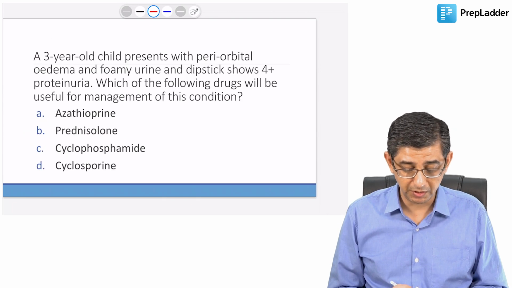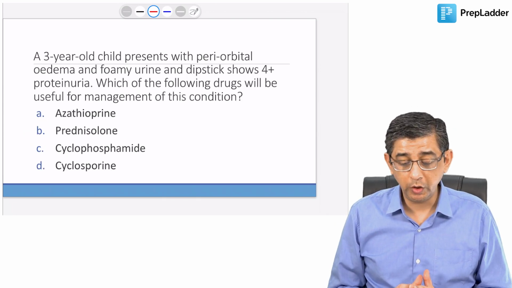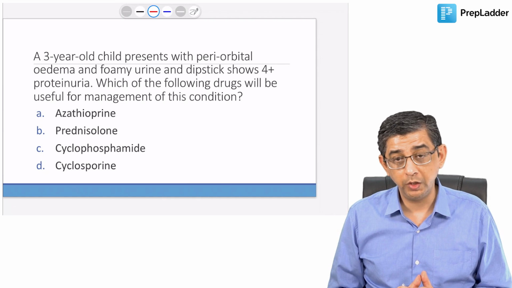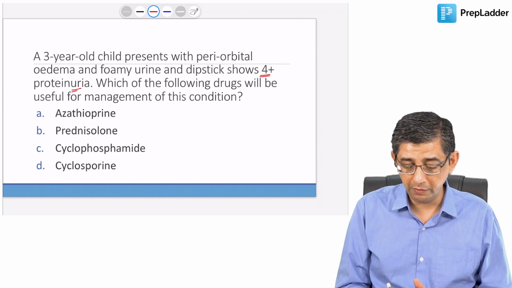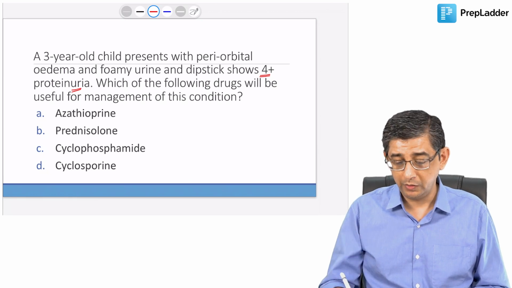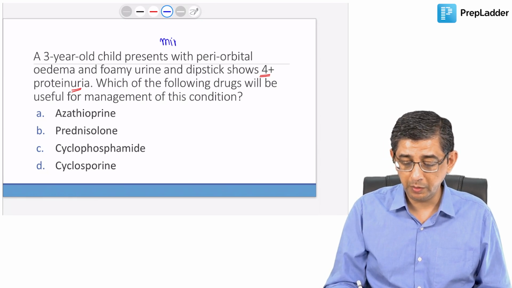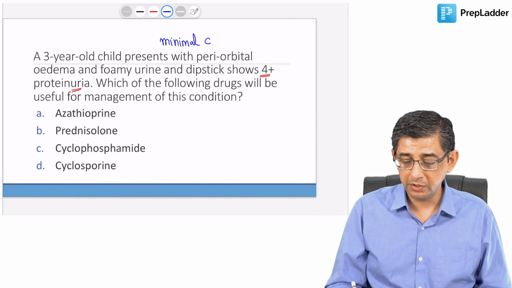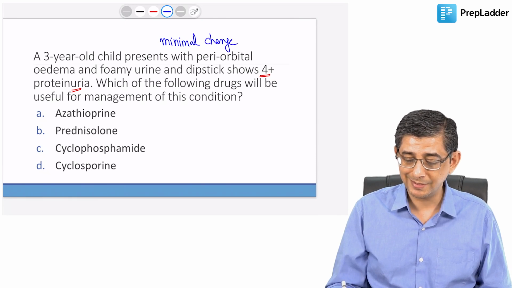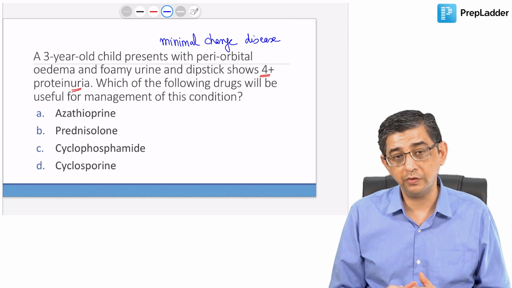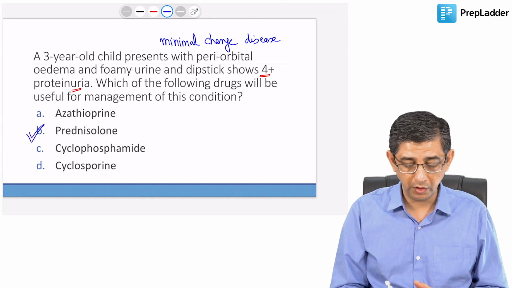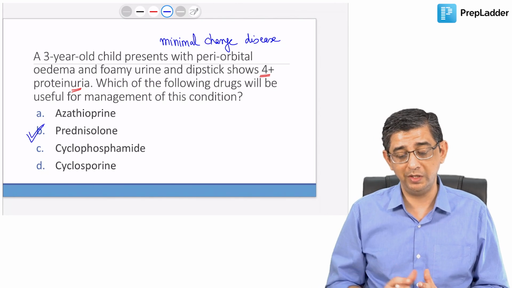A 3-year-old child presents with periorbital edema, foamy urine, and dipstick showing 4 plus proteinuria. The moment you read about a child with 4 plus proteinuria, you know that the diagnosis of this kid is minimal change disease. Minimal change disease is also called steroid responsive proteinuria. The drug of choice for this condition is prednisolone. You give it for 8 weeks and it's goodbye to the disease.